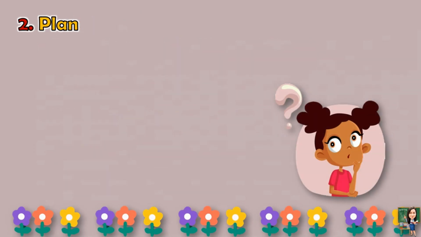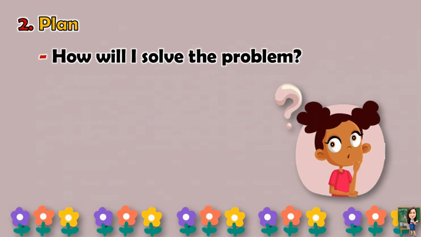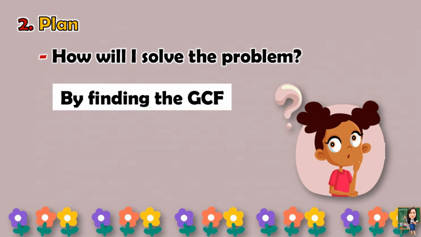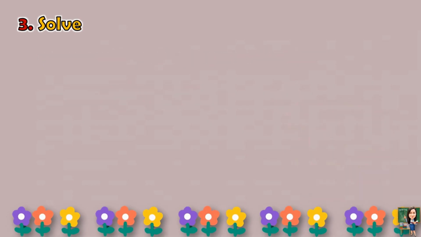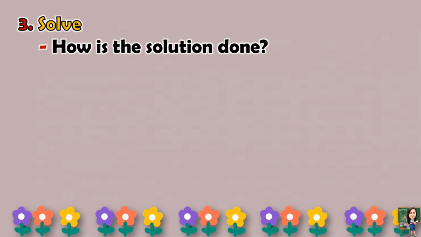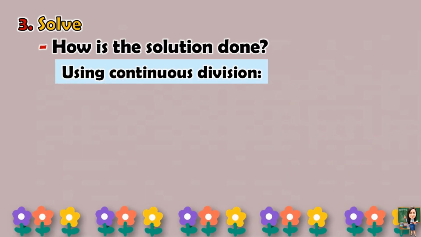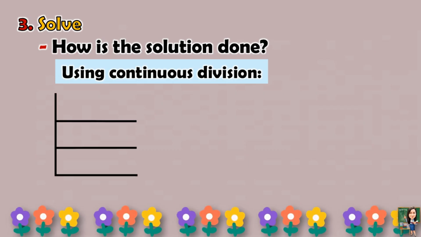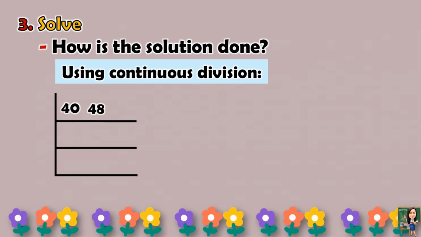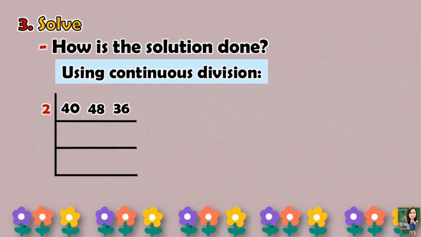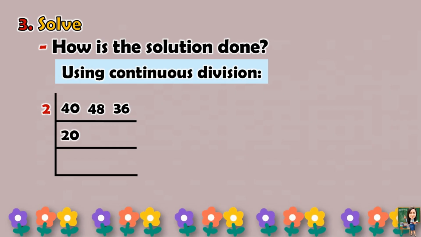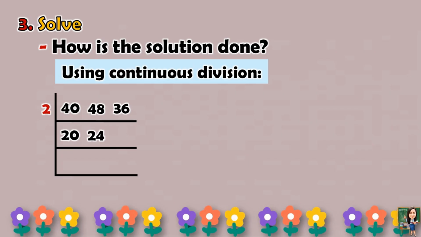Second step, plan. How will I solve the problem? By finding the GCF. Third step, solve. How is the solution done? Using continuous division. The given data are 40, 48, and 36. These are divisible by 2. 40 divided by 2 is 20. 48 divided by 2 is 24. And 36 divided by 2 is 18.